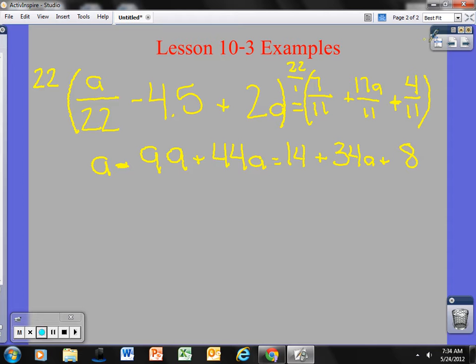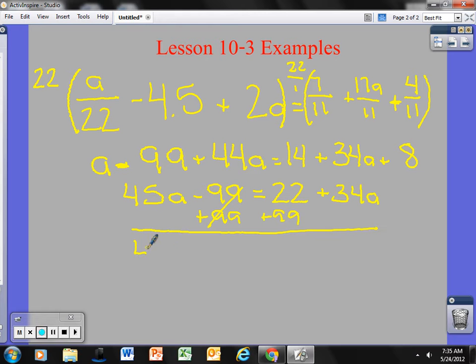Now I'm going to start combining like terms. So I have a here, 44a's there, that gives me 45a's, minus the 99 I had. I can't combine the a's with the 99. Equals 14 plus 8 gives me 22 plus the 34a's I have over here. Now if you want to move the coefficients with the variable first, that's fine. I like to deal with whole numbers first because I don't like to deal with negatives. I'm going to get rid of this 99, so I'm going to add 99 to both sides. That'll cancel it out here.